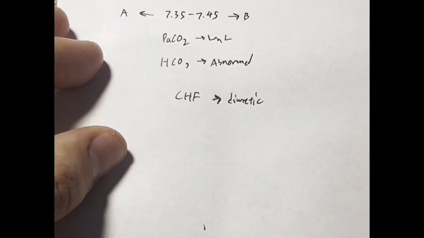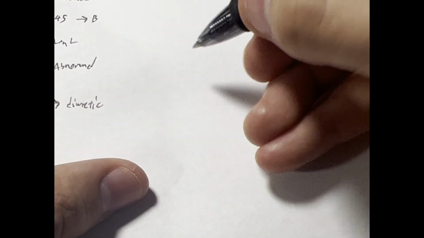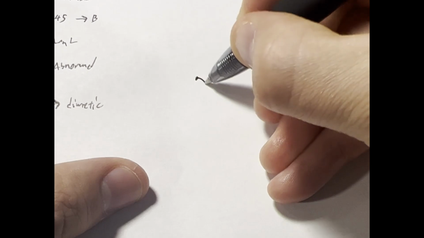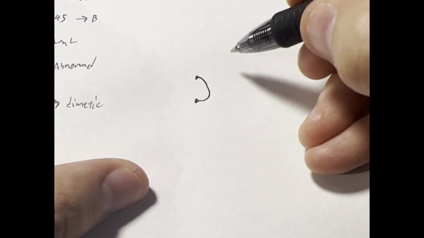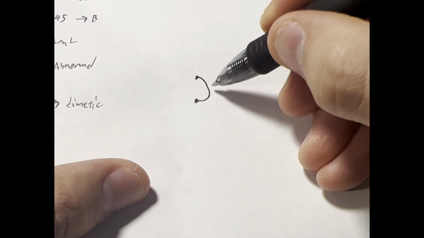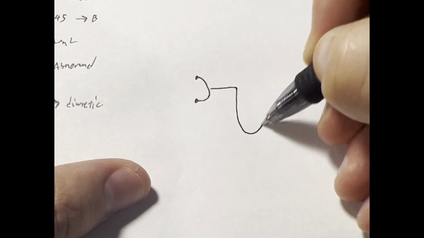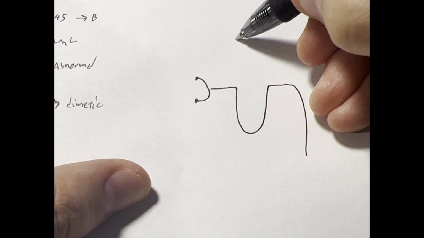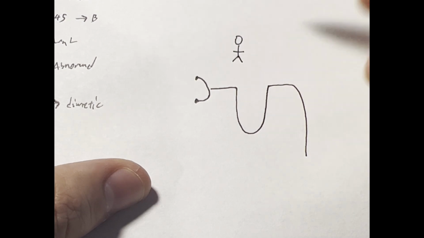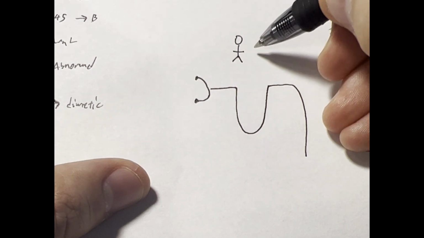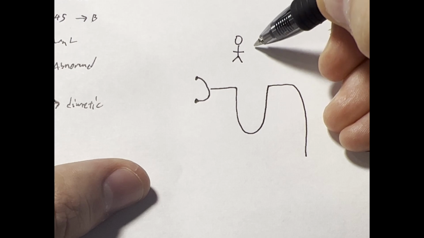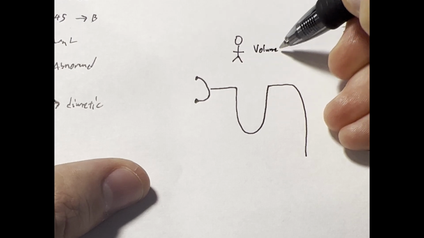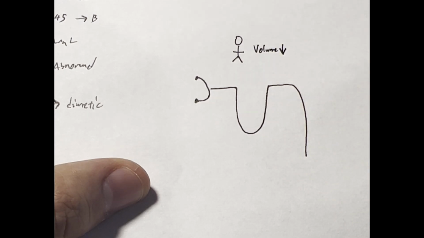Now, here's a quick explanation of how this works. Here, my excellent art skills. This is going to be our nephron. And then here's our stick figure. Say this is our CHF patient. We give him a diuretic, so you get rid of volume. So our volume is now low.